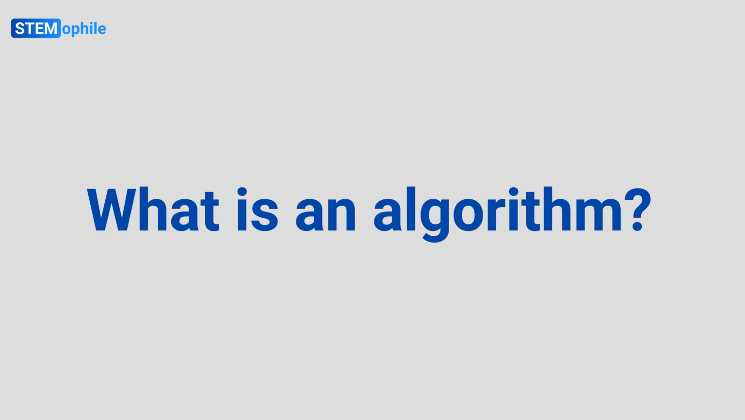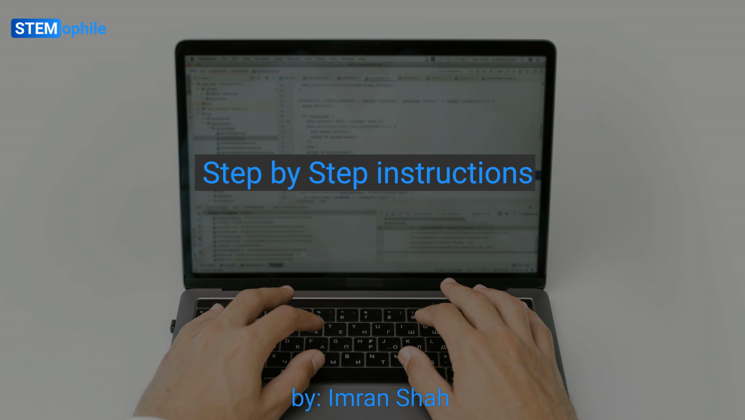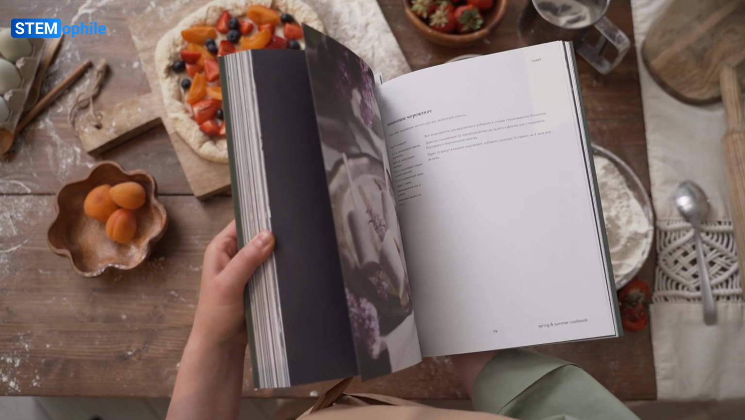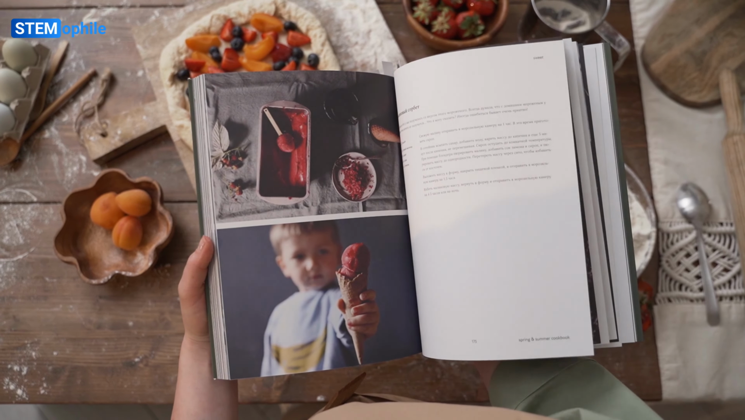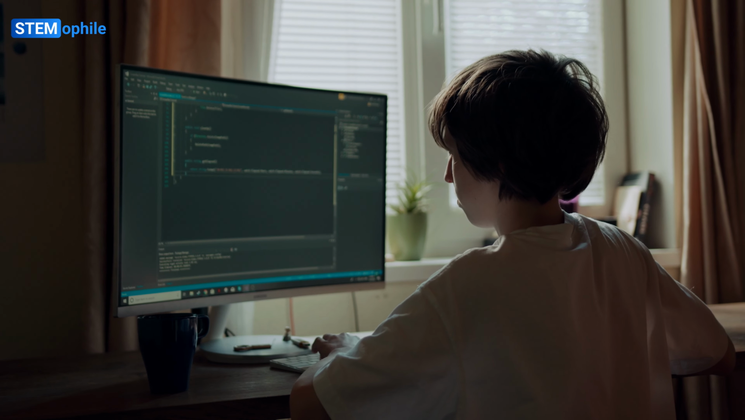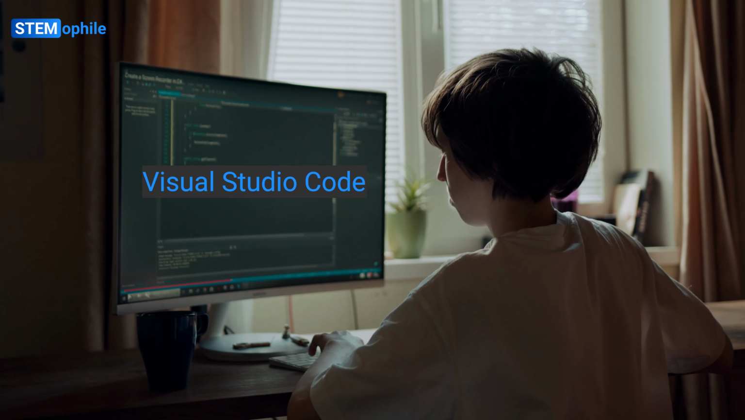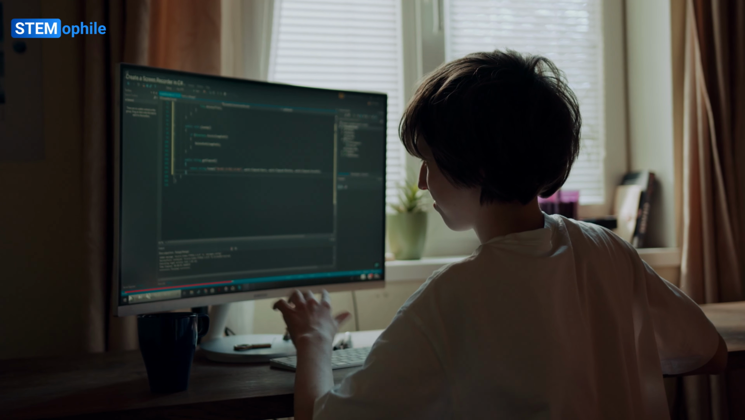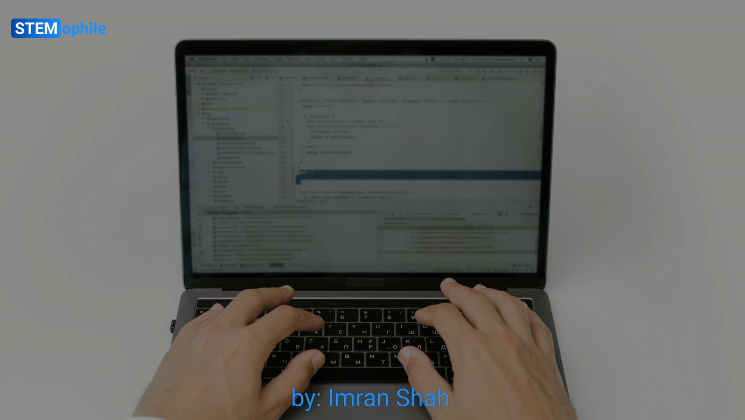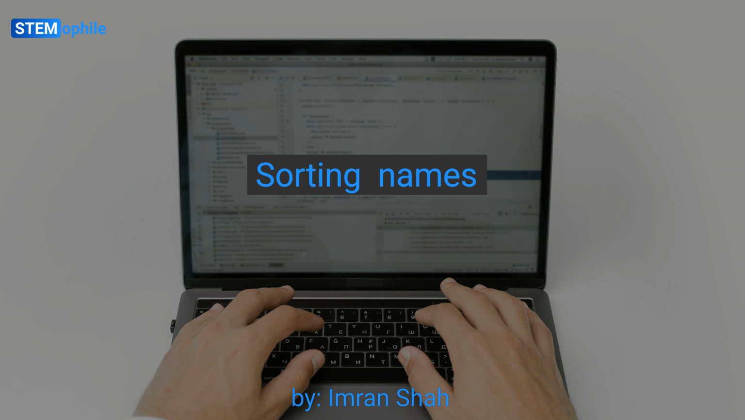What is an algorithm? An algorithm is a set of step-by-step instructions for the computer to follow. When it comes to cooking, the instructions are written in a recipe book. When it comes to programming, we write the instructions in code editors like code blocks or Visual Studio Code, and then give them to the computer to follow. This process is also known as coding. These instructions can be anything, such as calculating numbers or sorting names.